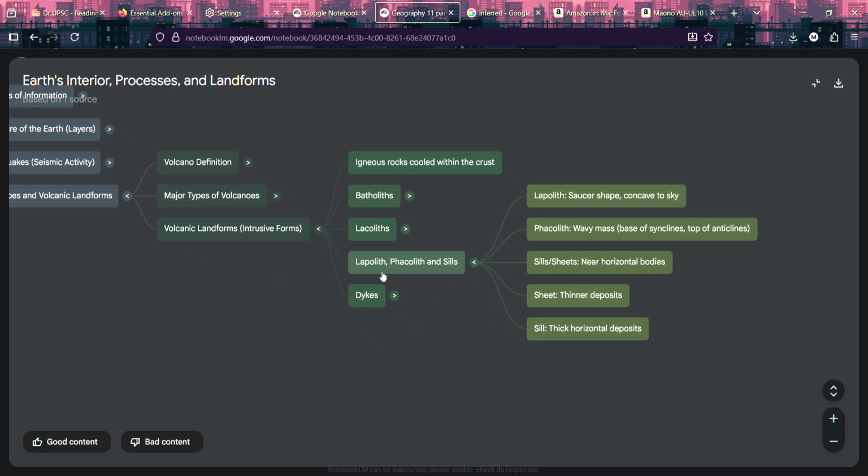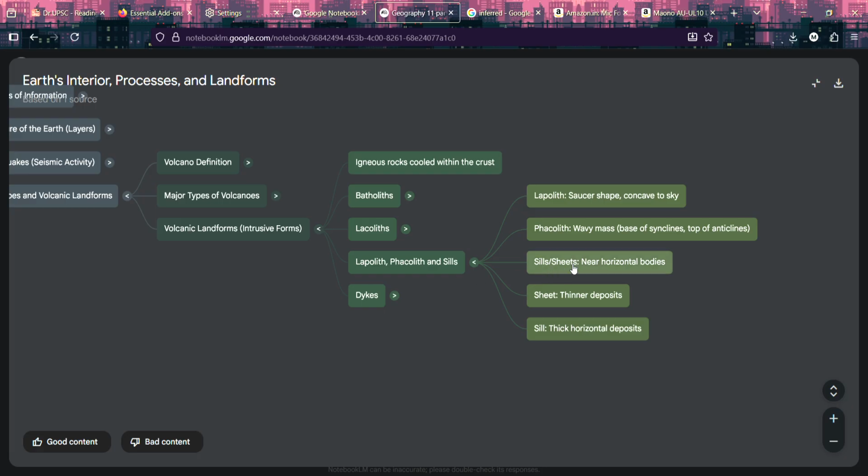Second is lapoliths, and phacoliths. Lapoliths are saucer-shaped, concave to the sky, like this kind of structure. Phacoliths are wavy masses at the base of synclines and the top of anticlines.